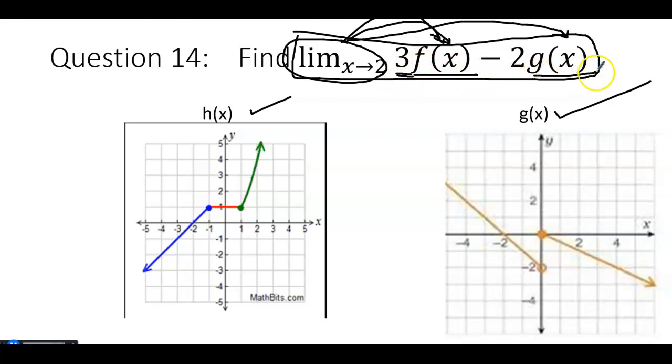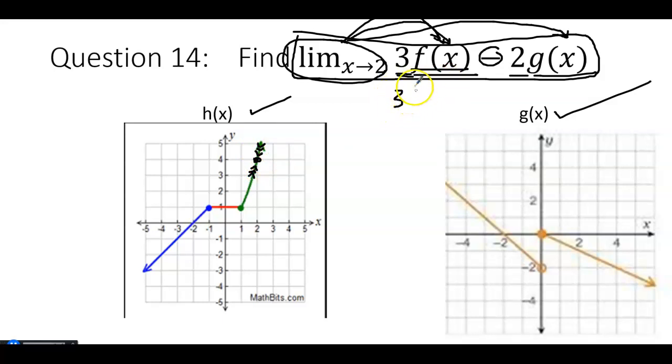And when I find the limit of the g, I'm going to multiply that by 2. And then finally, I'm going to take those two solutions and subtract them. So let's do it. What is the limit of f as x approaches 2? Well, here's 2. And here's my y value at that point. And as you can see, we are approaching the same y value from the left and from the right. And so the limit exists there, and the limit is 4.